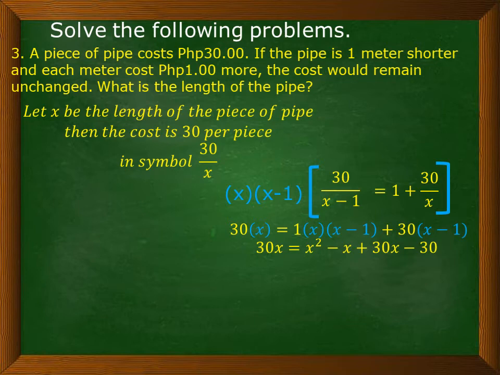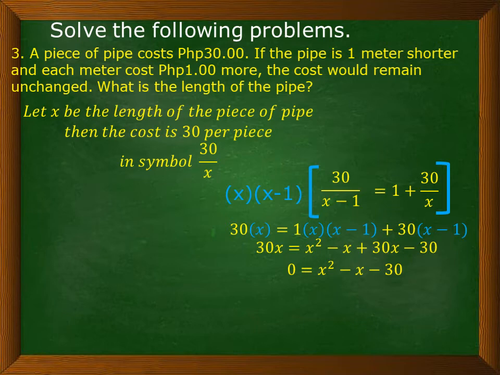Okay. So here in this expression, you have 30x at the left side and 30x at the right side. So it will be 0. If you transfer 30x, it becomes negative 30x. So it will become 0. So to combine similar terms, you have 0 is equal to x squared minus x minus 30. The 30x at the left side and the 30x at the right side are cancelled. Okay? So here you can now factor because it can be factored.